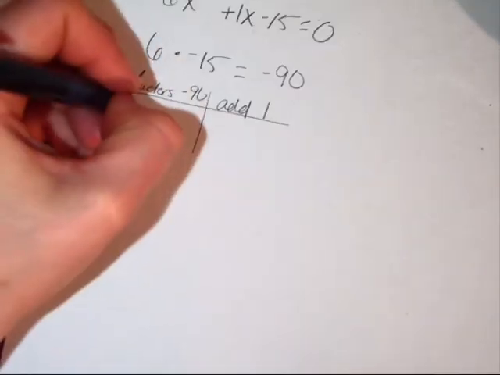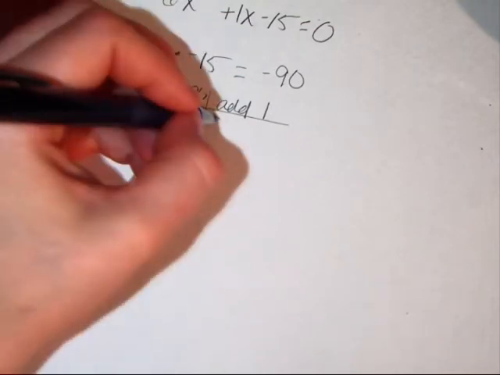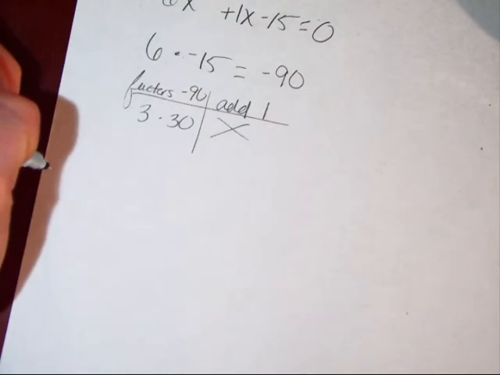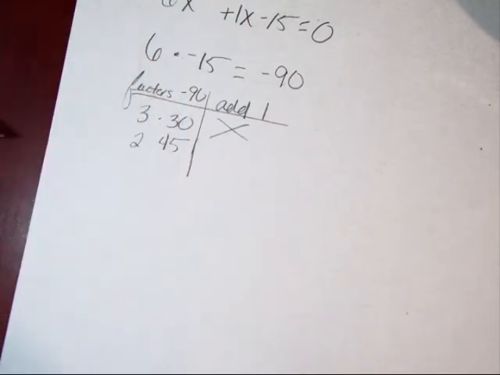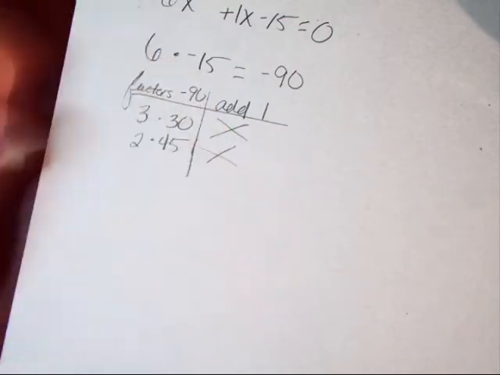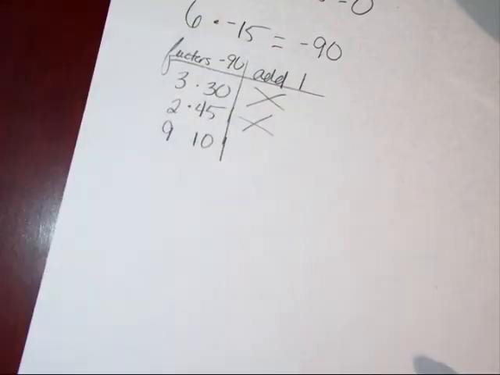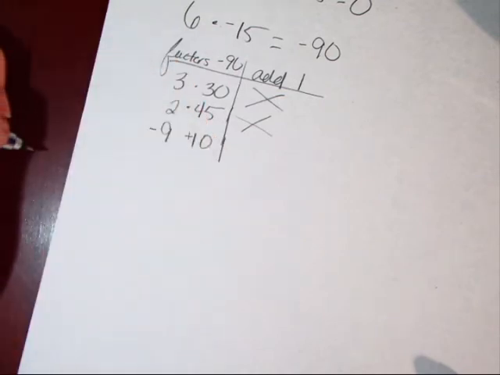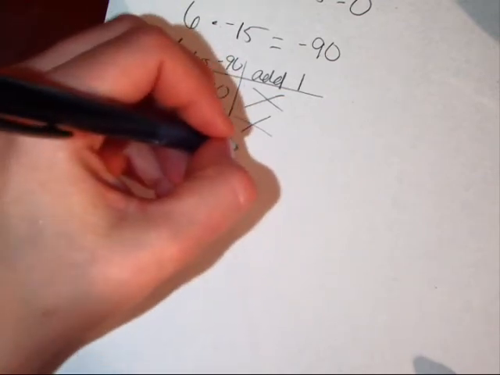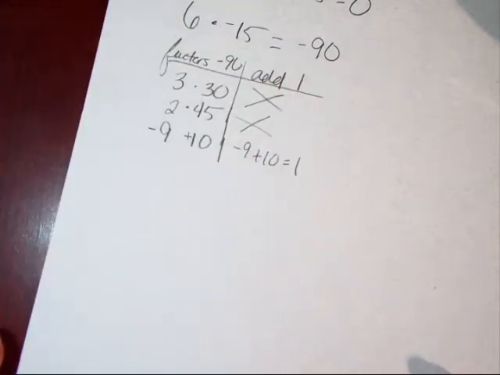So, 90 is made up of 3 and 30. But 3 and 30 will never ever add to 1, so I'm not even going to bother. 90 is made up of 2 times 45. Well, 2 times 45, that's never going to add to 1, so I better start some more basic ones, huh? 90 is made up of 9 and 10, and I need it to be 1. So if I do positive 10 and negative 9, that'll give me negative 90. And negative 9 and 10 will give me that magic number 1.